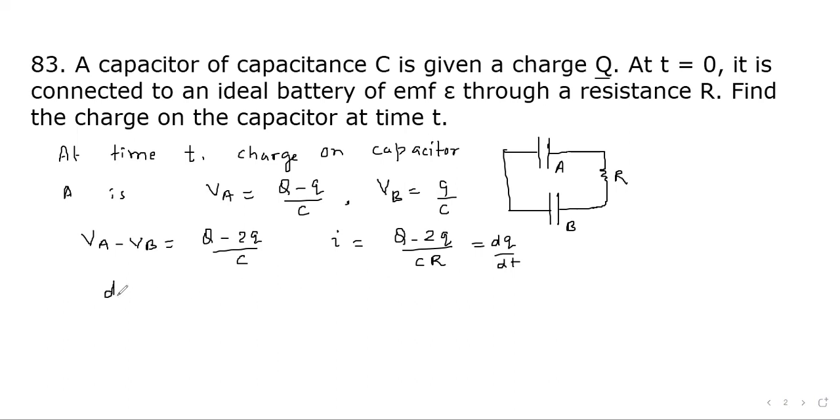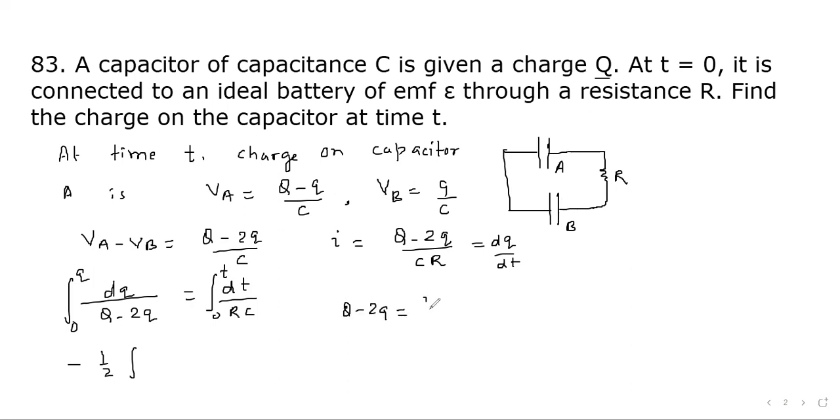So we write dq divided by Q minus 2q equal to dt divided by RC. We integrate it within limits 0 to small q and 0 to t. So this will give minus 1 by 2 integration dt upon t. Here we put Q minus 2q equal to t, then minus 2 dq equal to dt, or dq equal to minus half dt. And if we put the limits, when q equal to 0, this will become capital Q. And when q equal to small q, the limit will be Q minus 2q. And this will become dt upon t equal to integration 0 to t dt.